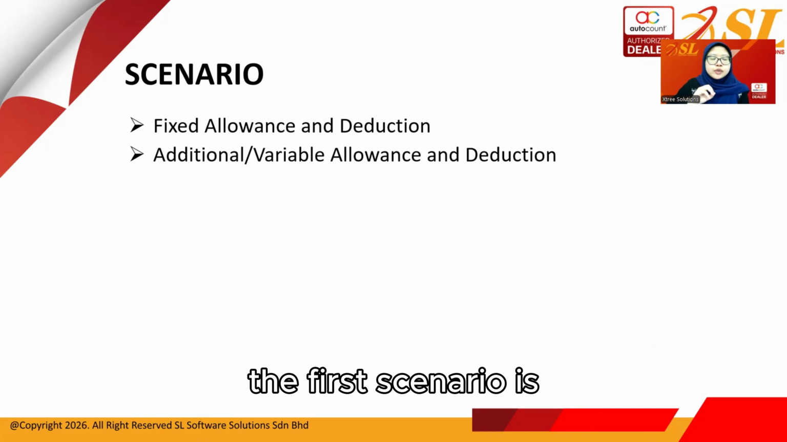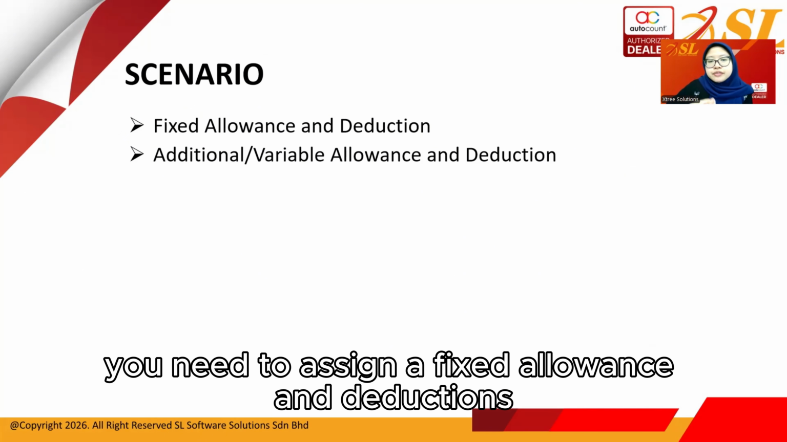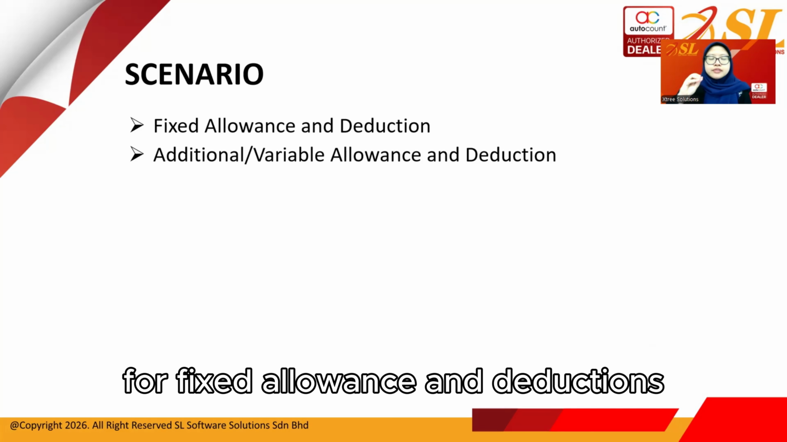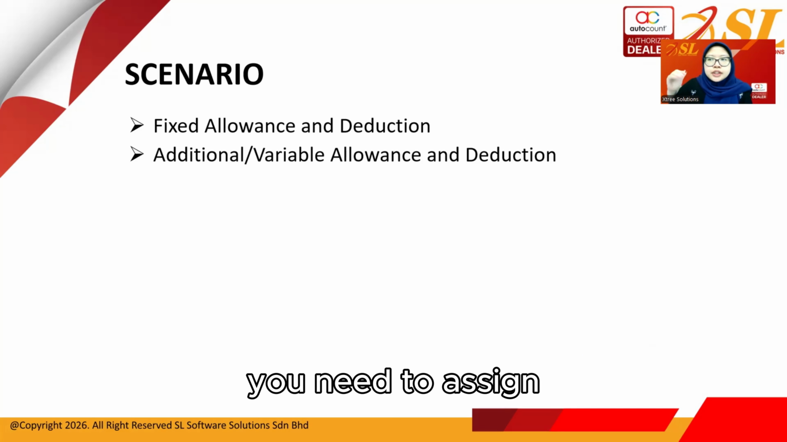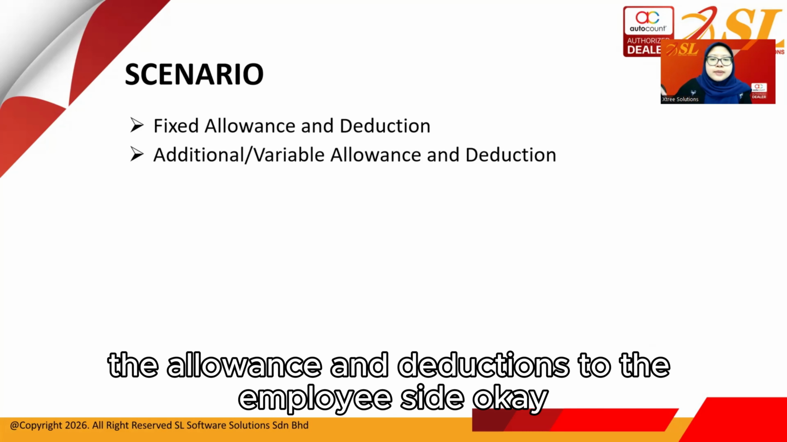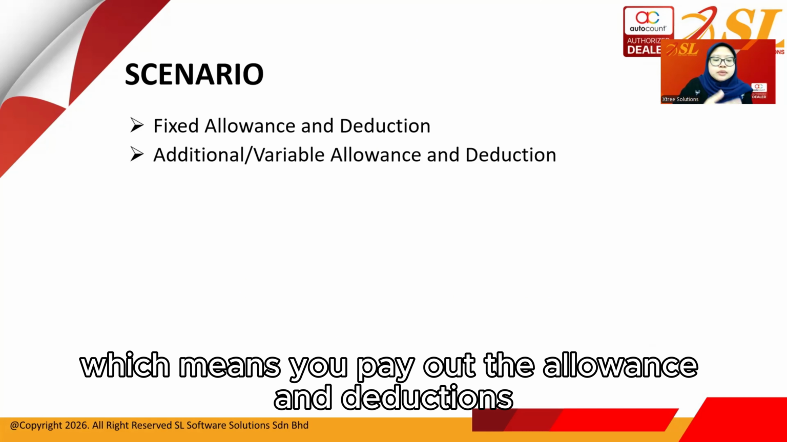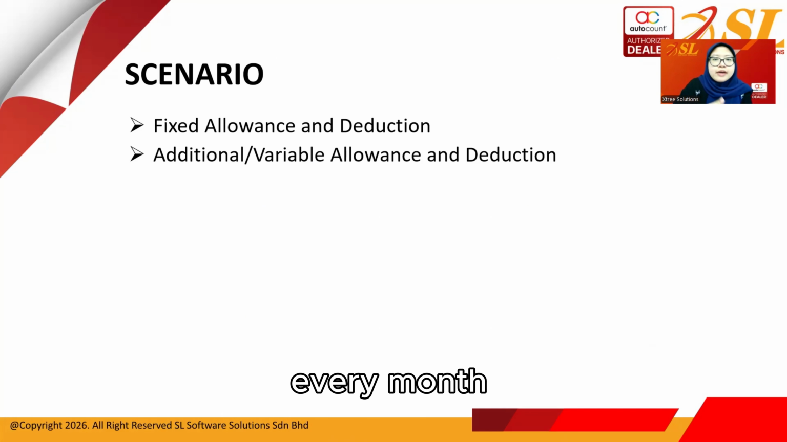The first scenario is you need to assign a fixed allowance and deductions. For fixed allowance and deductions, you need to assign the allowance and deductions on the employee side, which means you pay out the allowance and deductions every month.